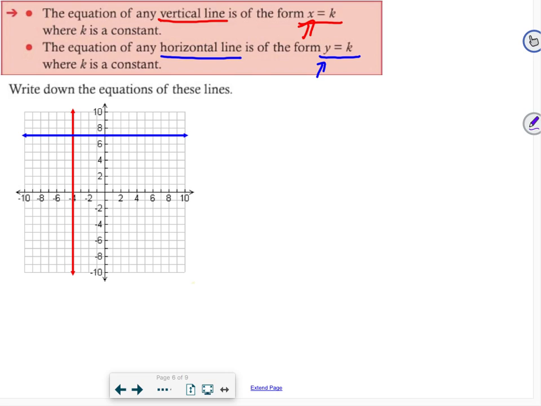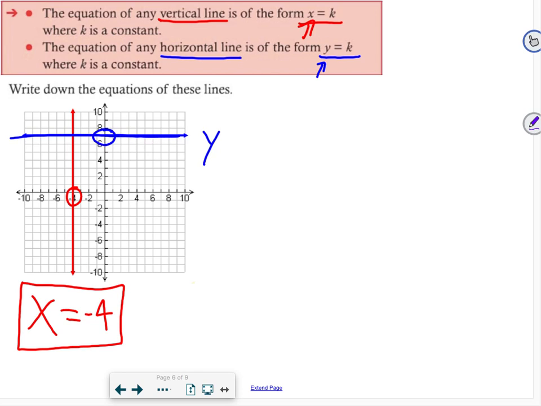Okay, so here in this example, I can see that my vertical line is going to have the equation x equals, so my y values are always changing, but what's always the same is that my x value is -4. So that is the equation of that vertical line. My horizontal line here in the blue, I notice that they have different x values going left and right, but it always has the same y value, so my y value is always equal to 7.